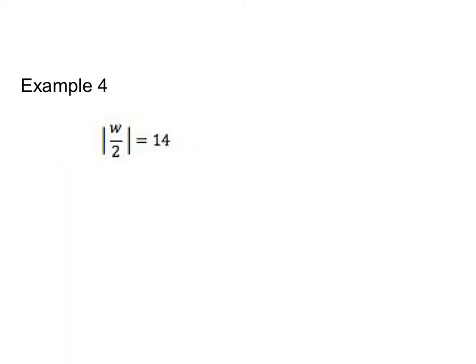All right, moving on. Ask yourself again, is the absolute value isolated by itself? Yep. Okay. We're judging the 14. Is it a positive? Yep. All right. Now we need to do the split. We're going to have w divided by 2 equals 14, and w divided by 2 equals negative 14.